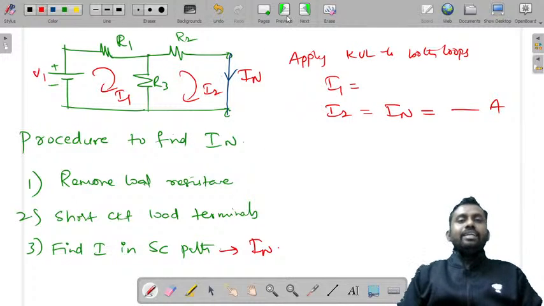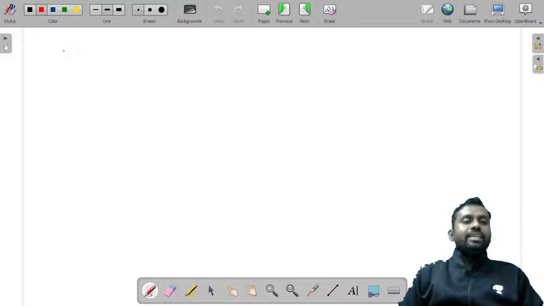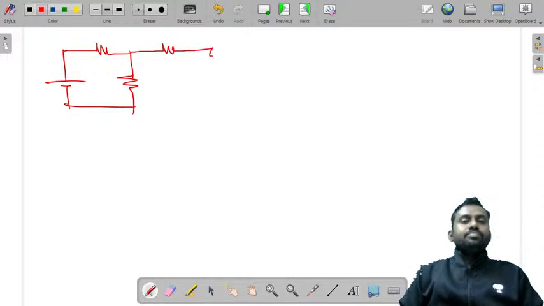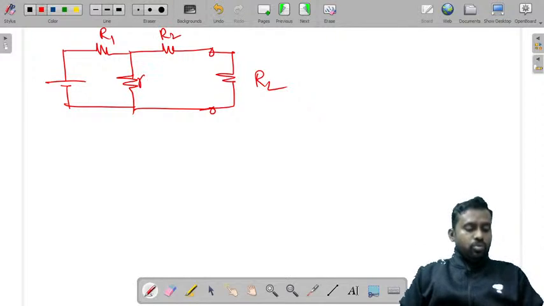And how do you find RTH? We know RTH. How do you find RTH? The same simple way. Let me tell you once again. This is RL. This is R1, R2, R3 and V1. How do you find RTH? Simply the first step is remove load.